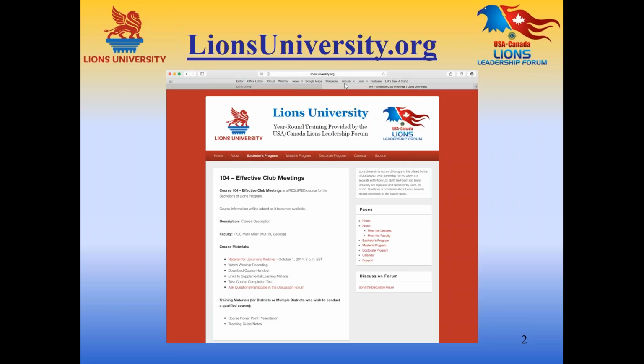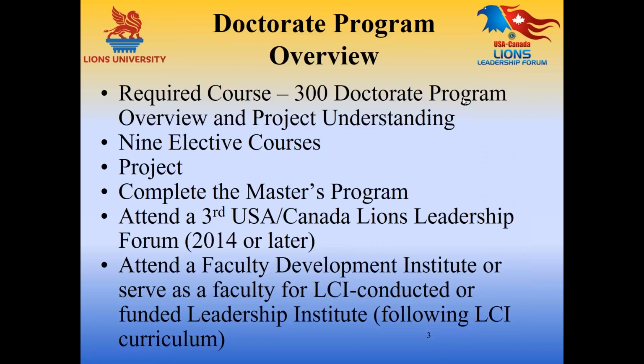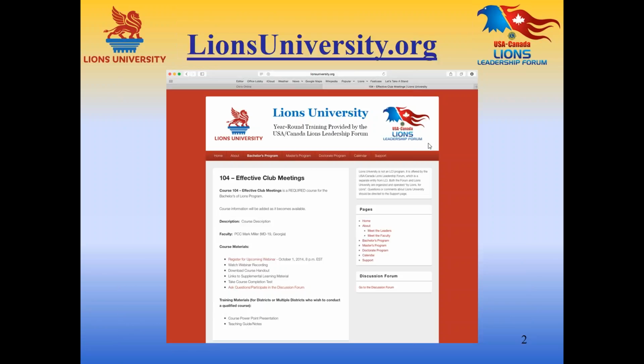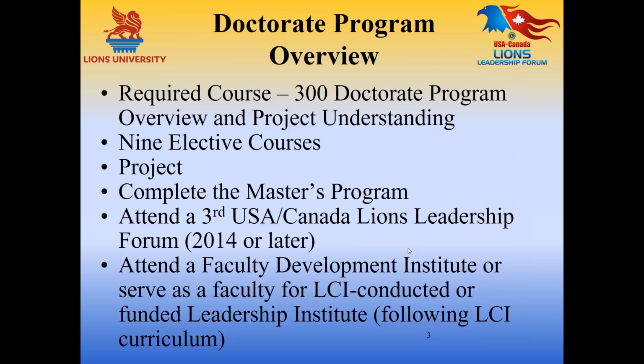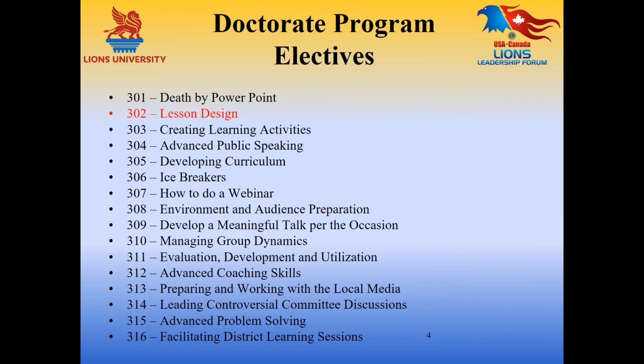Lesson Design is course number 302 in the doctorate program. This is a program designed to advance a Lion to a level above the club and the district. The doctorate program requires completion of 9 courses with a final project. The required courses are a 300 doctorate program overview and a project of understanding. There will be 9 elective courses with a project.